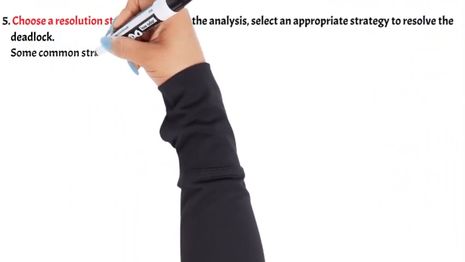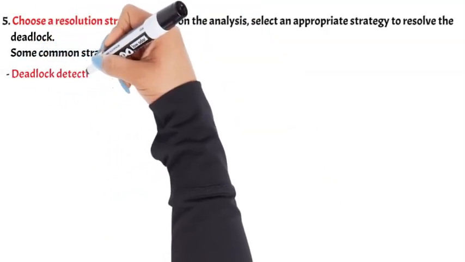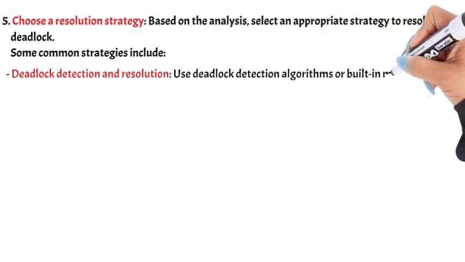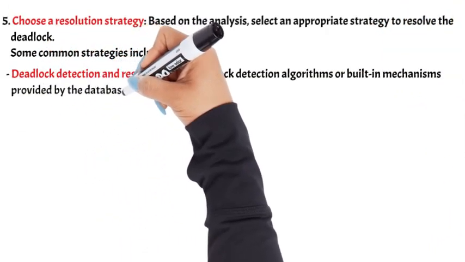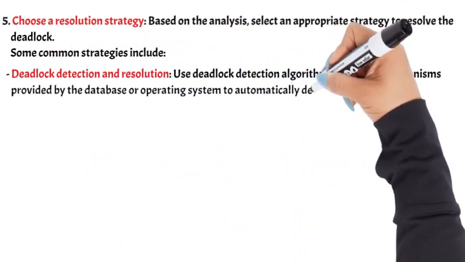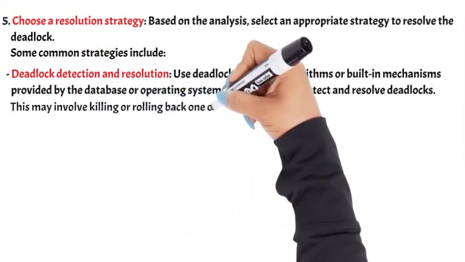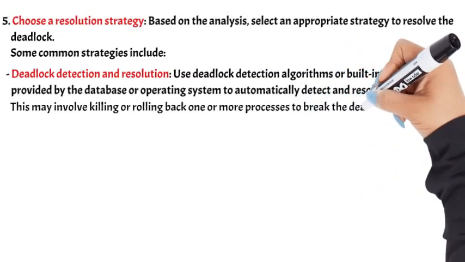Some common strategies include deadlock detection and resolution. Use deadlock detection algorithms or built-in mechanisms provided by the database or operating system to automatically detect and resolve deadlocks. This may involve killing or rolling back one or more processes to break the deadlock.